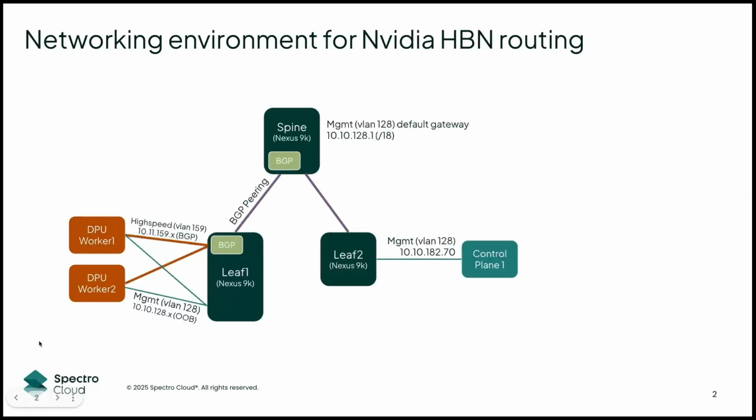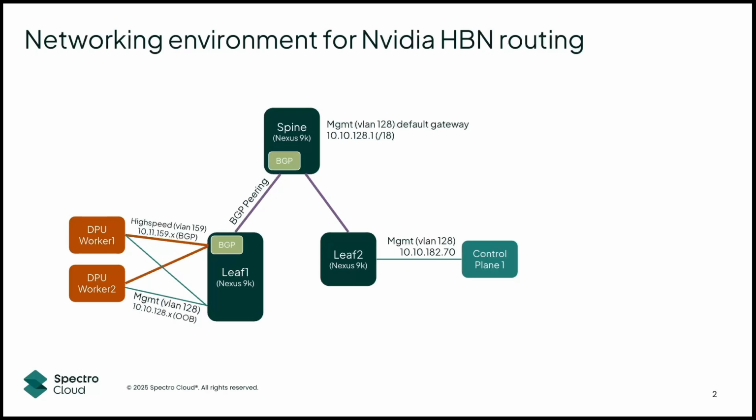The physical environment we are using looks like this. We have 2 bare metal servers, each with one NVIDIA BlueField installed and connected through a 40 gigabit link with a Cisco Nexus leaf switch. Elsewhere in the data center, we are going to use a VM as the control plane node.